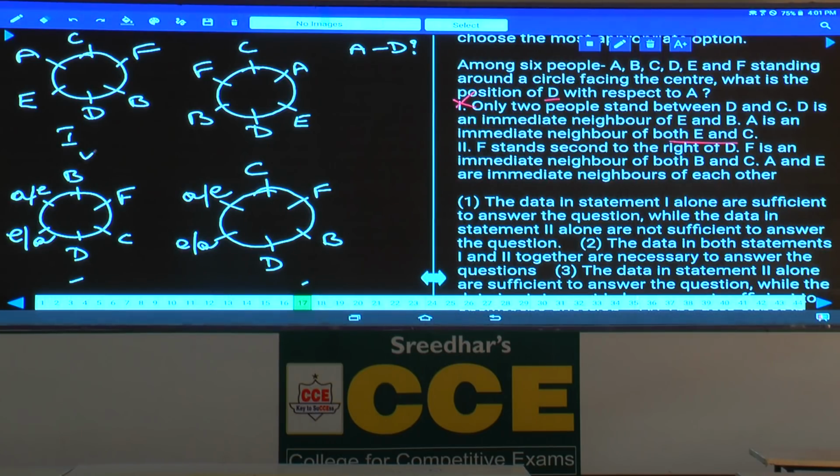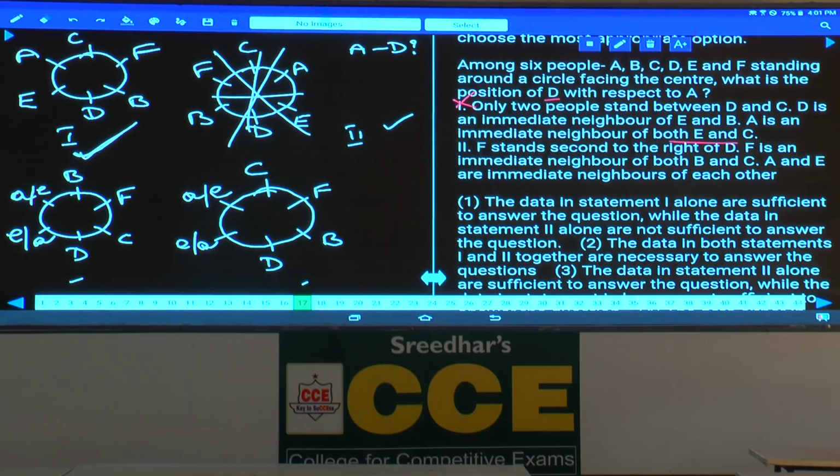Now, these are the two possibilities for condition number 1. F stands second to the right of D. In this case 1, F is standing second to the right of D. But in the other case, F is second to the left of D, hence this case is ruled out. As this case is ruled out, I was left with only one case.